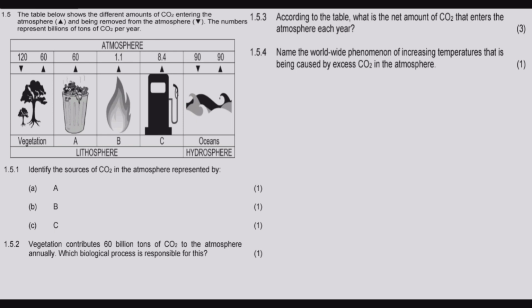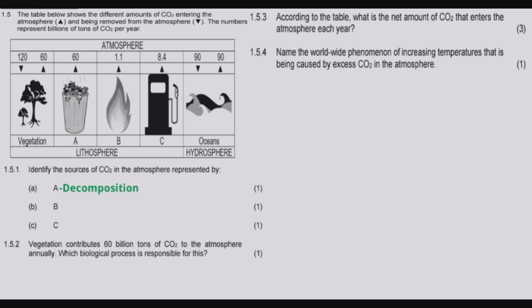Okay, so now let's come to the actual questions. Identify the source of carbon dioxide in the atmosphere represented by A here. Now we can see these are the wastes being thrown. What happens to the waste when they are thrown? They start rotting or decaying. So A is decomposition.